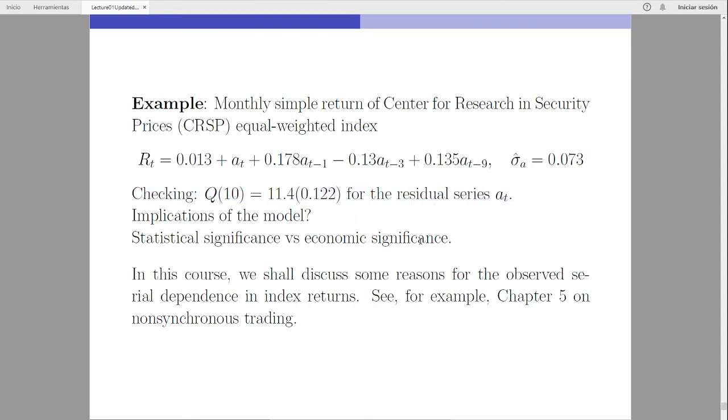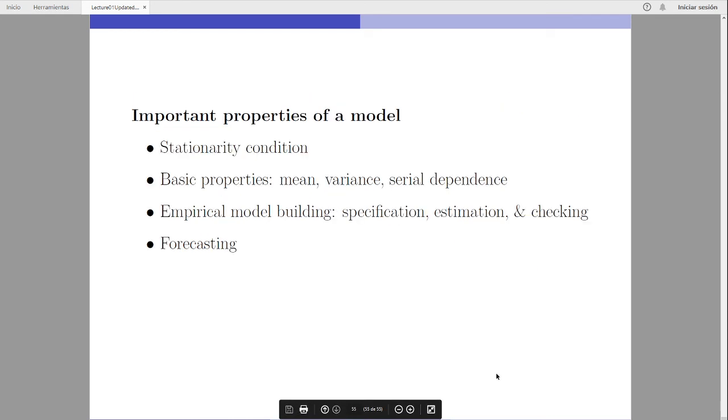So there is a difference between statistical significance and economic significance. I mean, statistical significance basically is going to help us determine whether or not our prediction falls into our model, or into a model we can work with, while economic significance, well, it has other implications. In this course, we should discuss some reasons for the observed serial dependence in index returns. There will be a thread on Canvas on lecture one, and that's where the discussion is going to take place. You can post at any time. You can post pictures of your reasoning, whatever. You can see, for example, chapter 5 on non-synchronous trading. This would help explain this serial dependence in a pretty clear way.